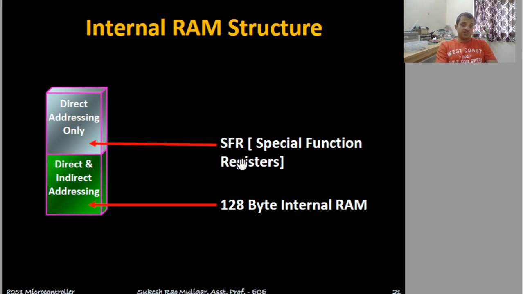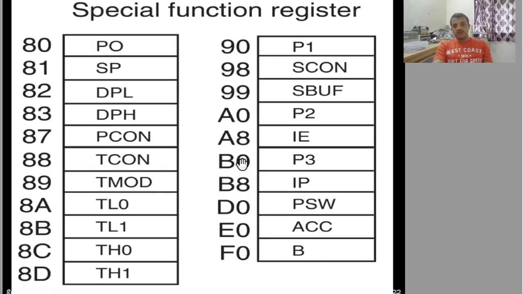So that is the SFR, special function register, which can be addressed using direct addressing only. I hope you know the difference between direct and indirect addressing mode. Direct addressing mode is where you need to specify the location to access the content of the register. Indirect addressing means you need not specify the address, it can be indirectly pointed to using another register. Details will be given in the next slide. Before that, let's go through the special function registers.